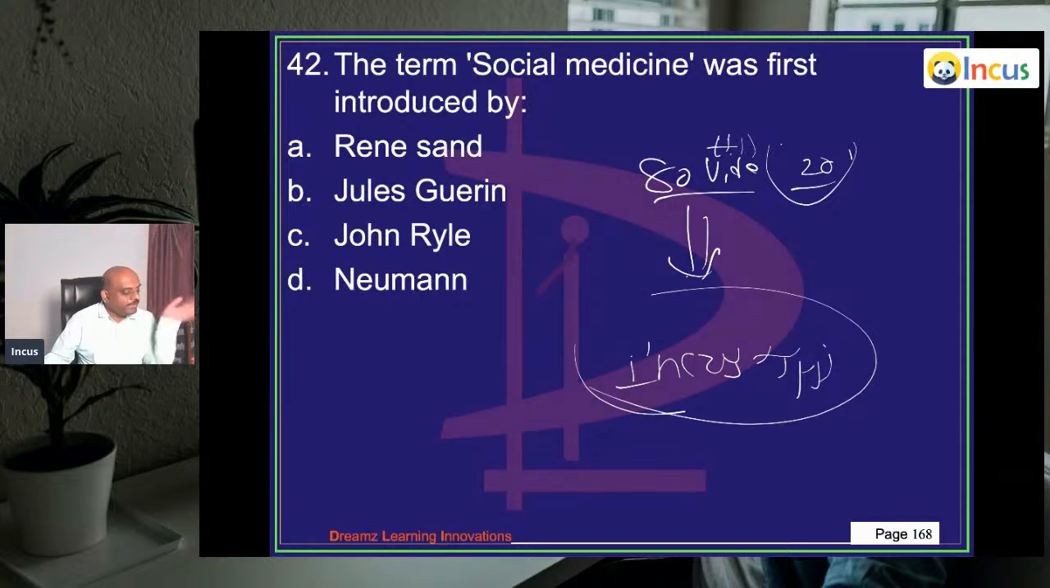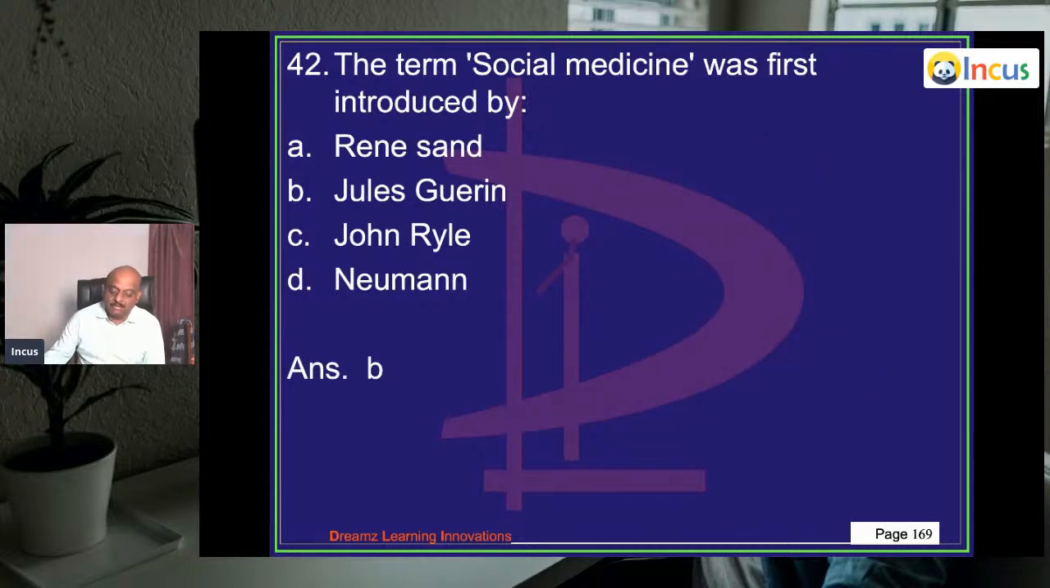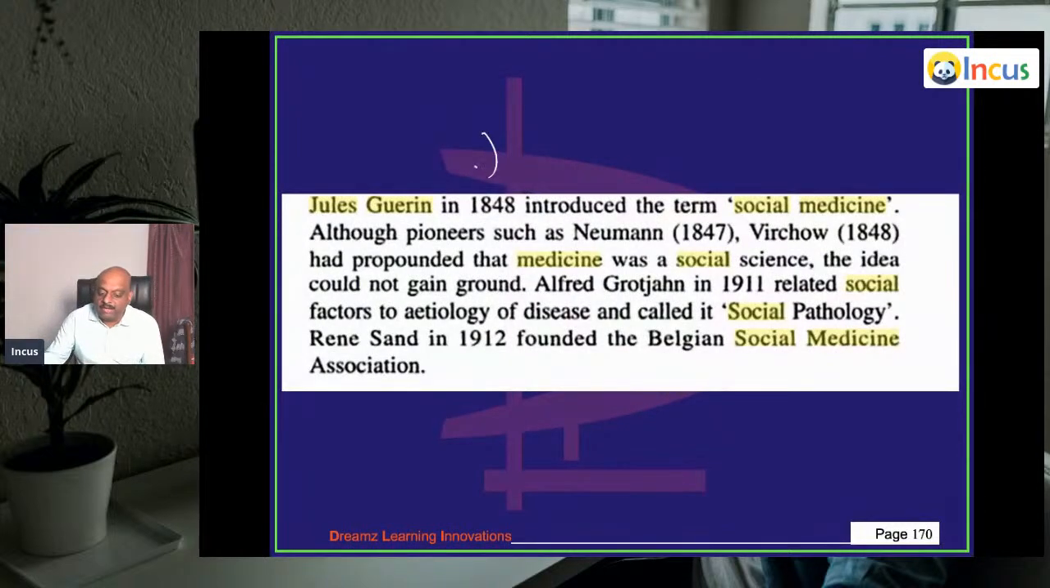They give you more than enough, everything that you need about preventive and social medicine to get there. It was first introduced by Jules Guérin, who in 1848 introduced the term social medicine. Alfred Grotjahn said social pathology. René Sand founded the Belgian Social Medicine Association.